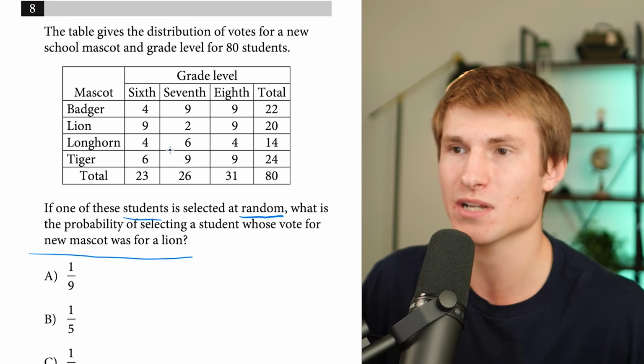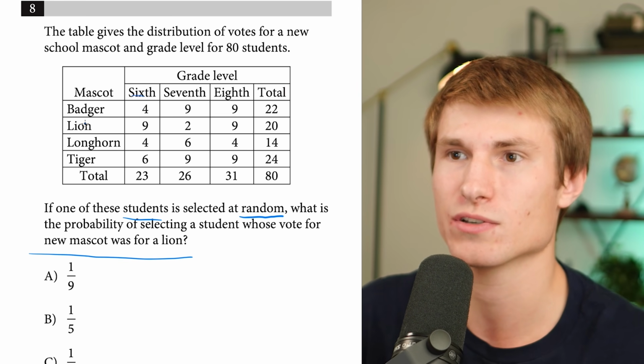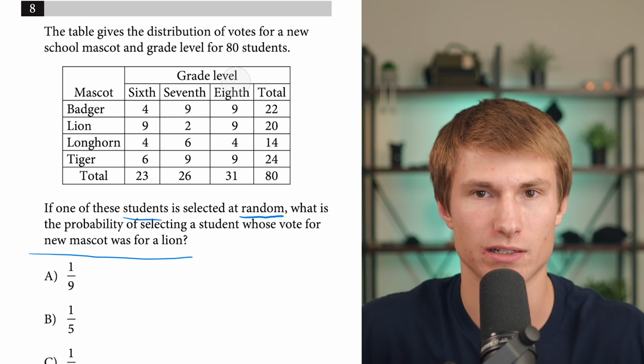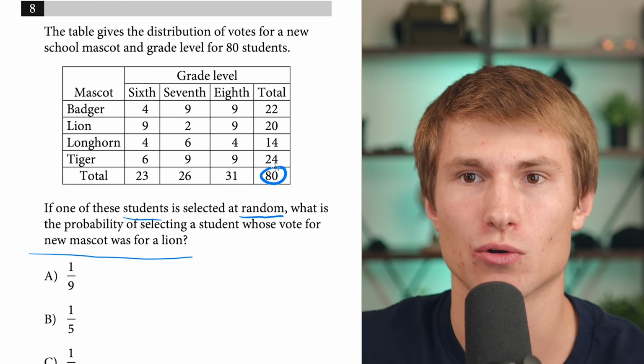Keep in mind, sometimes they may ask if we are selecting a 7th grader, an 8th grader, a 6th grader, if we are selecting one of the students who voted for the Badger mascot. So you always want to pay attention to the pool that you are selecting from. In this case, it's just one of the students. So that means we're going to be pulling from this total right here.